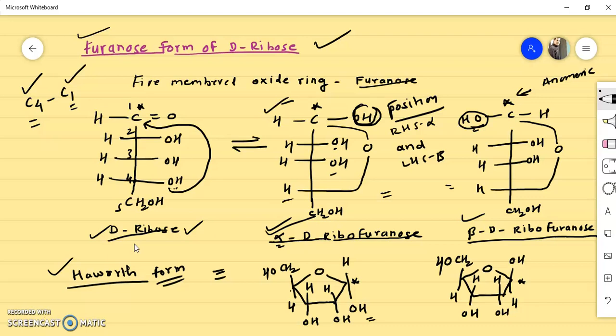Here also in this beta D ribofuranose, the groups which are below the ring are the groups which are on the right hand side of this Fisher form, and the groups which are on the left hand side of the Fisher form are drawn above the plane of this ring. So in this way, from the Fisher projection form, we can draw the Haworth form of this alpha D ribofuranose and beta D ribofuranose.